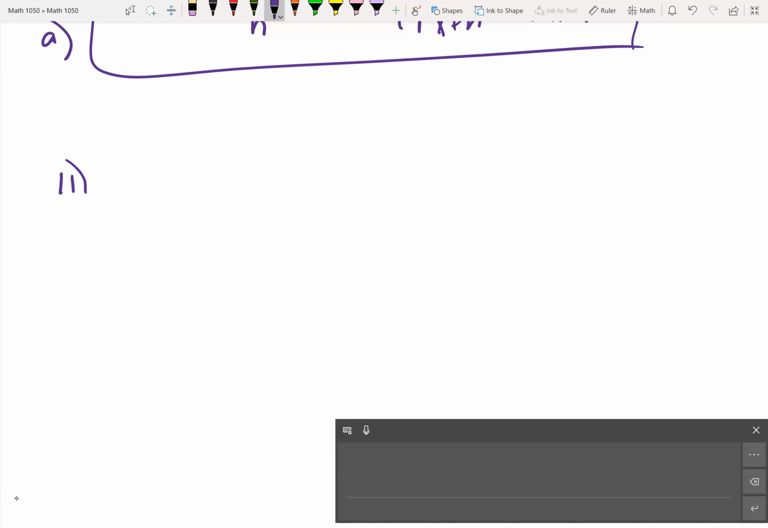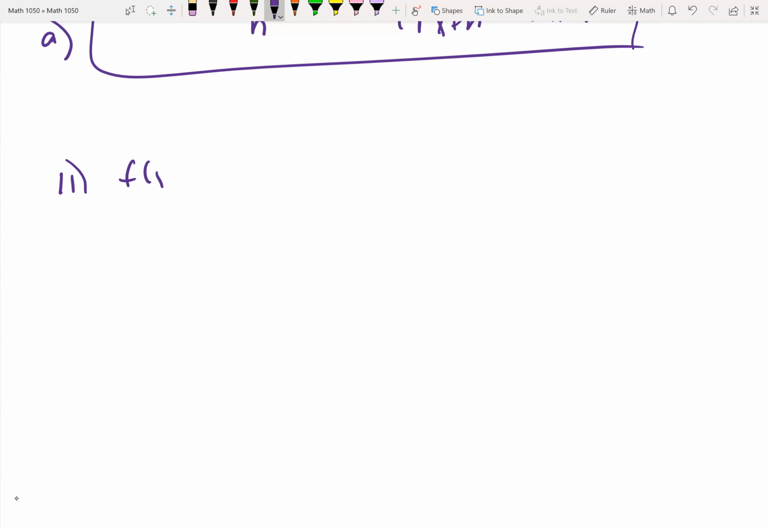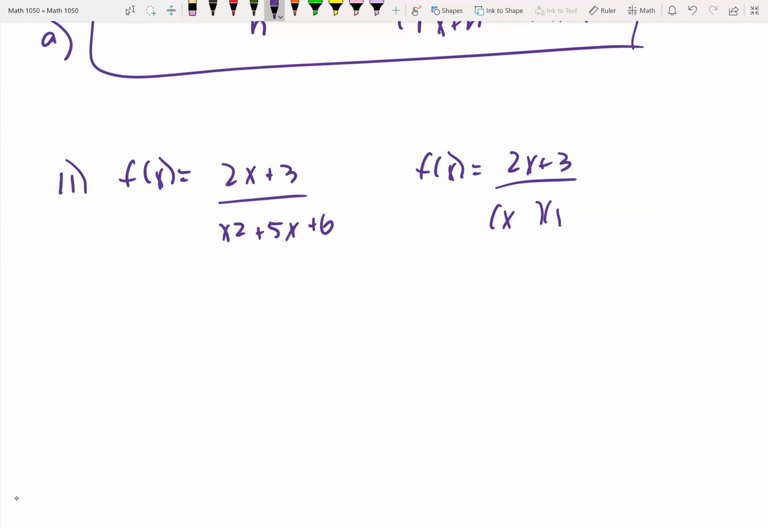So they give you f of x, and I'm going to write the non-factored version, and I'm also going to write the factored version. Okay, so it goes like this. This is x and x. 3 and 2 multiply to give me 6 and add to give me 5, so it looks like that. So question 11, find the domain that comes from the bottom. So x can't be a negative 2, nor can it be a negative 3.